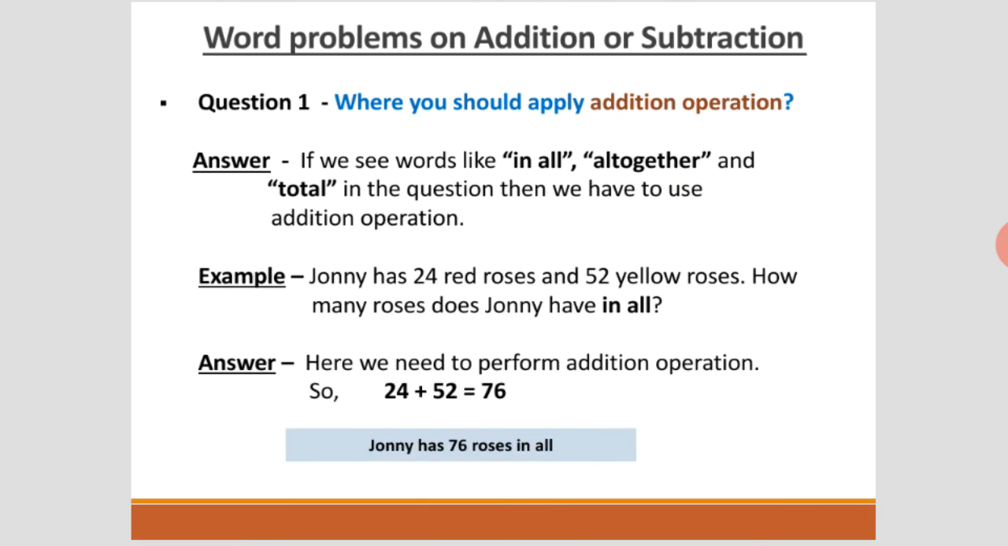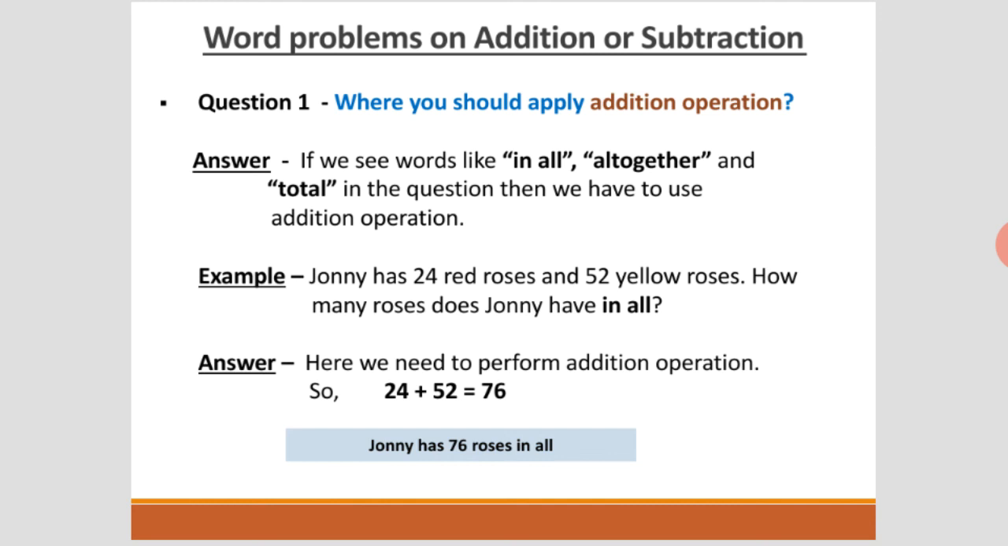Now let's go for the next topic, word problems on addition or subtraction. What do you have to do to solve a problem, add or subtract? First, let us understand the addition operation. If you see words like in all, altogether, and total in the question, then you use addition, the plus sign. Let us take a question for example. The question is, Johnny has 24 red roses and 52 yellow roses. Now how many roses does Johnny have in all?